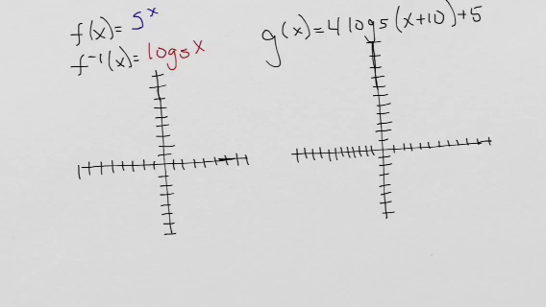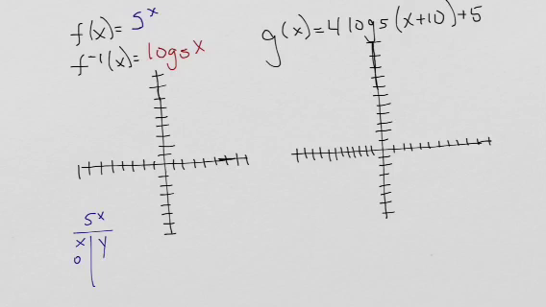This problem is asking us to graph f of x equals 5^x, the inverse of f of x, log base 5 of x, and g of x, a transformation of log base 5 of x. It's also asking us to include 4 points for each graph. So I'm going to start with f of x equals 5^x, and I'm going to plug in points for x and y. I like starting with 0.